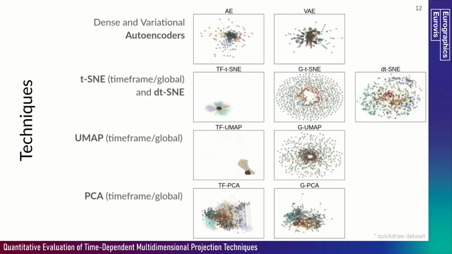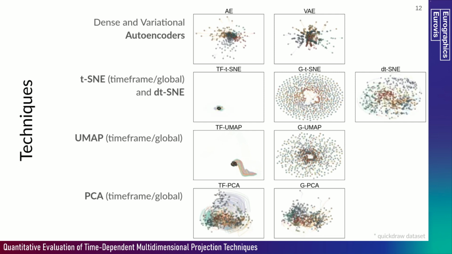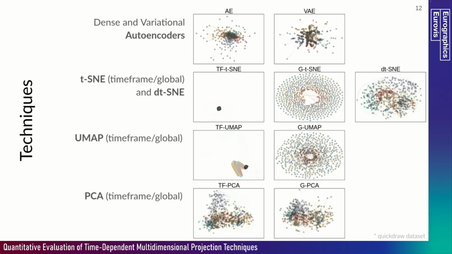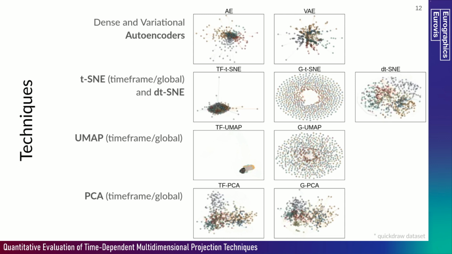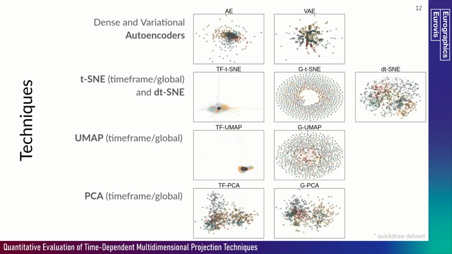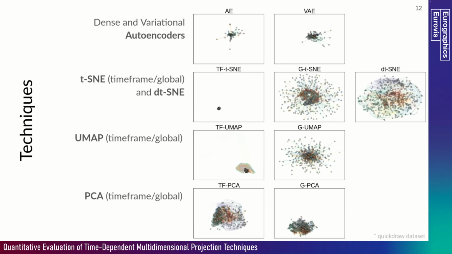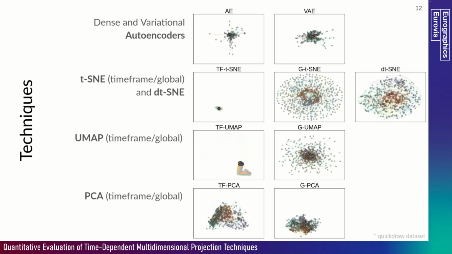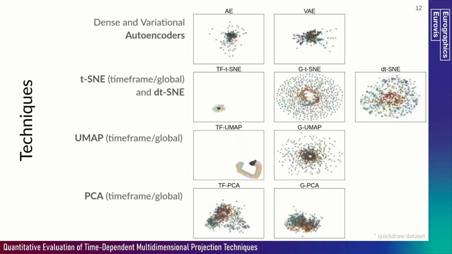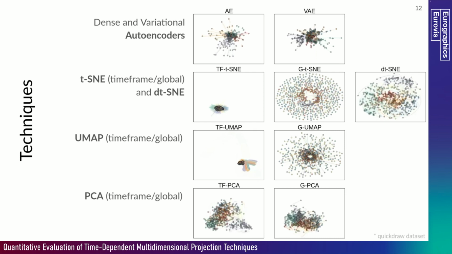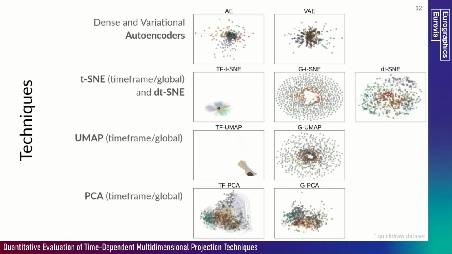As for the techniques, we tested 9 of them, only one of which was explicitly designed to account for dynamic data. This technique is called DTSNE. DTSNE is a variation of TSNE, where a stabilization term is added to the objective function, and the purpose of this is to reduce the amount of movement in the projection.